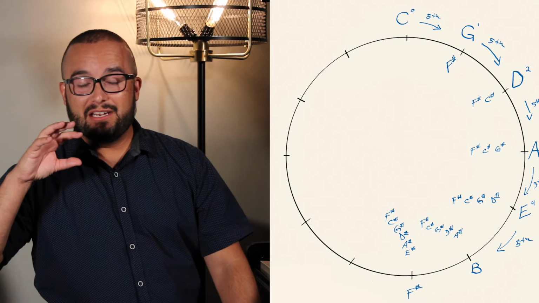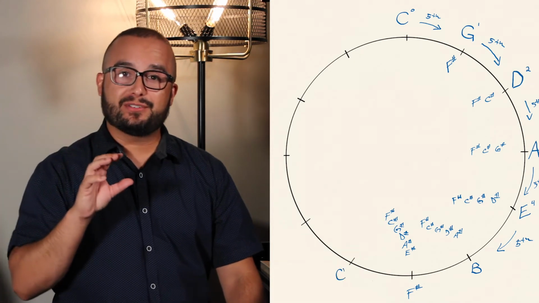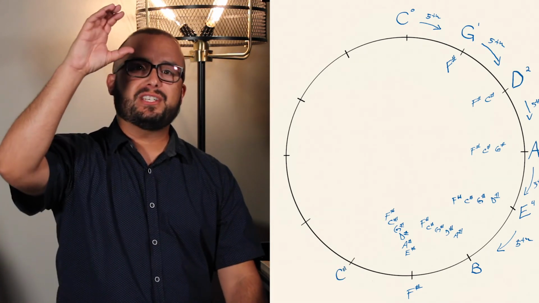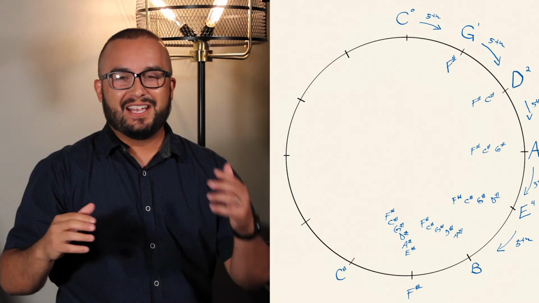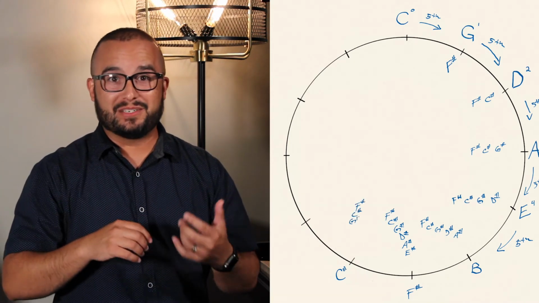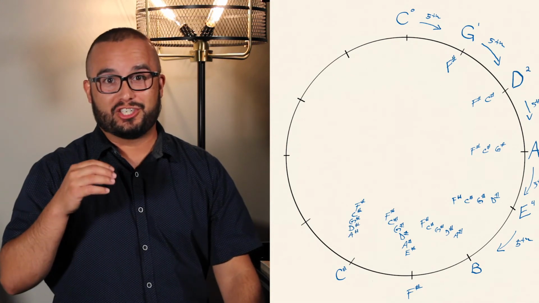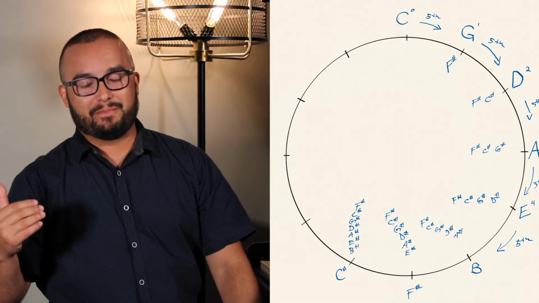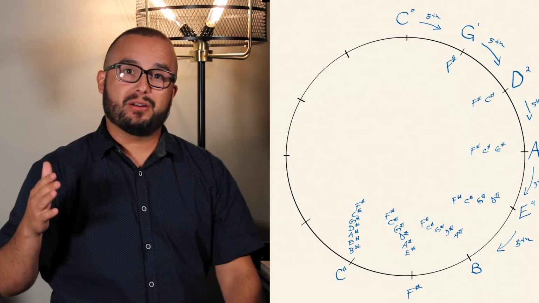And our final key for sharps would be the key of C sharp. If the key of C has no sharps or flats, then the key of C sharp is going to be all sharps. So C sharp, D sharp, E sharp, F sharp, G sharp, A sharp, and B sharp. And that's all 7 sharps.